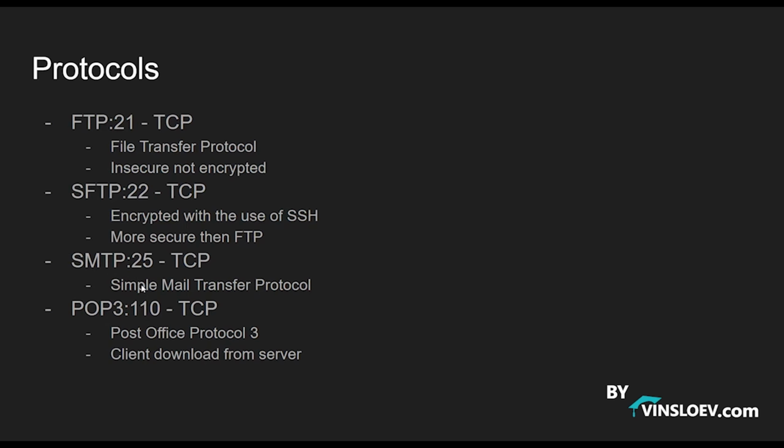SMTP is used when we are transferring mails. So when you are sending a mail from your client to your server, and the server is then transferring that to the receiving server. For example, if you're using Outlook, you will use SMTP to transfer the mail from your device to the Microsoft server. Microsoft will then transfer it to, for example, the Yahoo server, and then the user of the Yahoo mail will use POP3 to get the last transfer. POP3 is the Post Office Protocol 3, and that is basically the protocol used to download mails from the server.